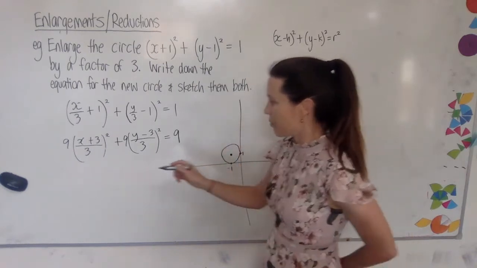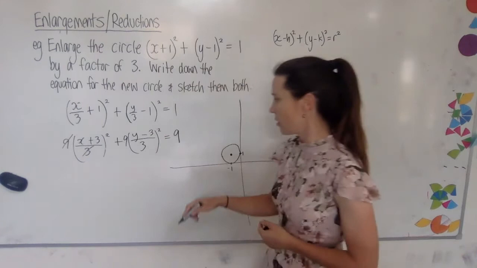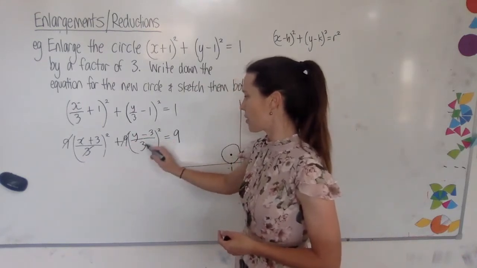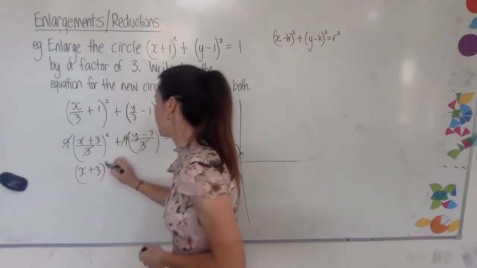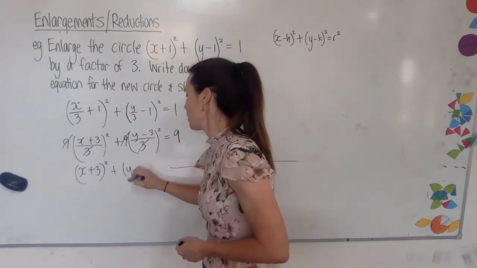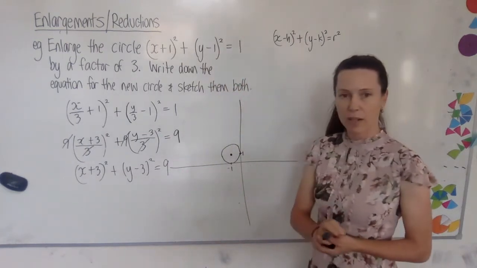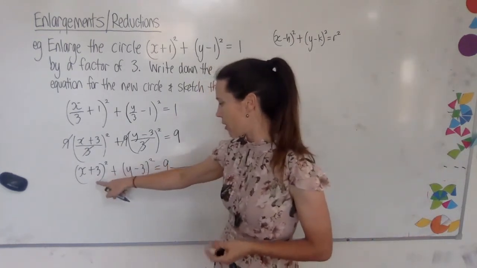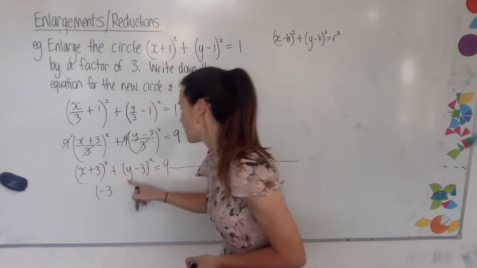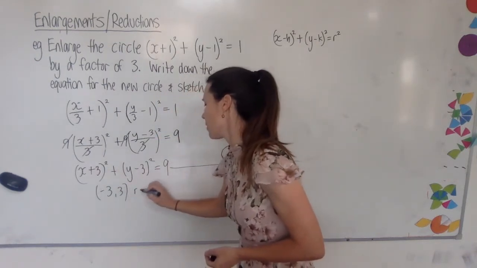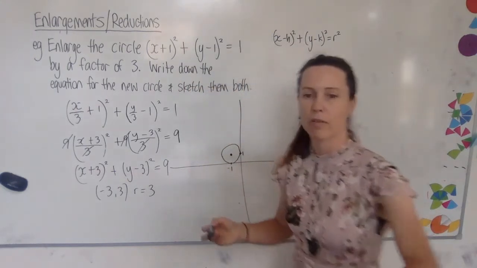Now, this is going to let me cancel this 9 with the 3 squared. That'll be gone. And this 9 with the 3 squared. So that all I'll have now is (x plus 3) squared plus (y minus 3) squared equals 9. And I can now read off the equation and say I can see that the centre of this circle is going to be minus 3, 3, and the radius is going to be 3, because that's the square root of 9.